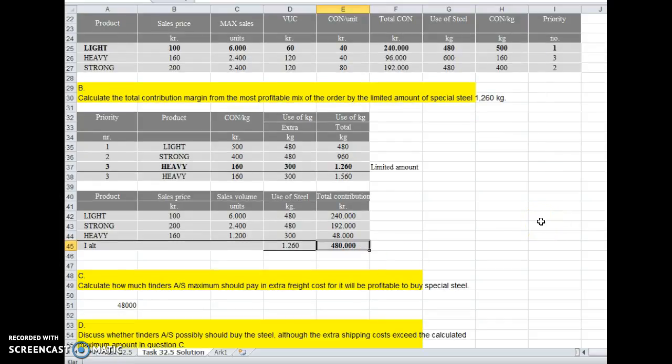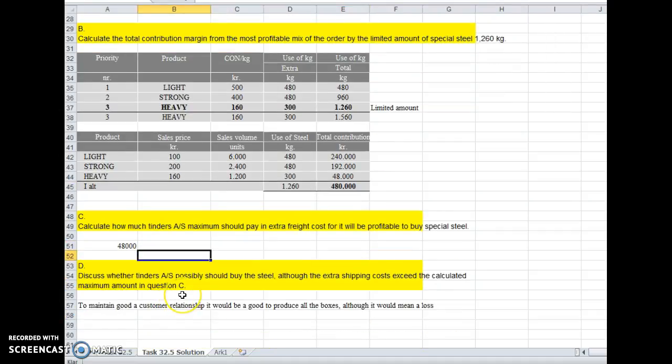And then they ask, calculate how much the maximum should pay in extra freight cost if it should be profitable to buy special steel. They have an extra profit of 48,000. So they could spend up to 48,000, and that is the solution here. Discuss whether they should buy the steel even if the cost is bigger. And they say, well, maybe it's a good idea to maintain a good customer and a good relationship, so therefore they should do it even though they have a small loss.